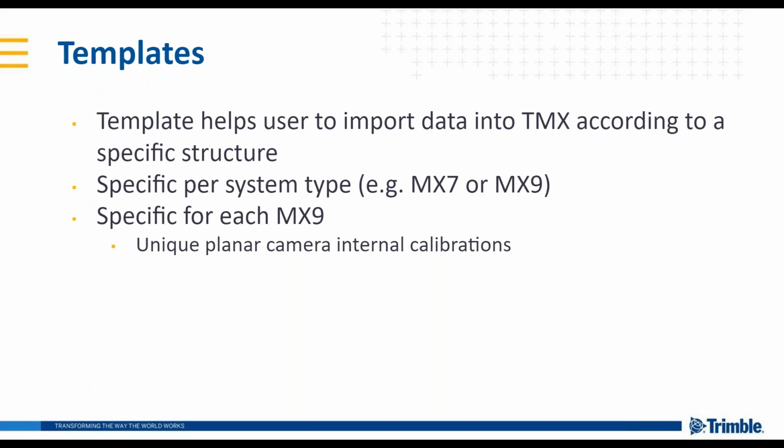So the template is predefined and tells TMX where to save this information, making the template specific per system. However, we have templates for all of our MX7s, and we have templates for every MX9, meaning the templates for the MX9s are unique in case you have planar cameras. The reason for that is that we store in our templates for the MX9s the internal calibration parameters of the planar cameras. If you own already an MX7, you should have a TMX coming with a pre-loaded MX7 template.